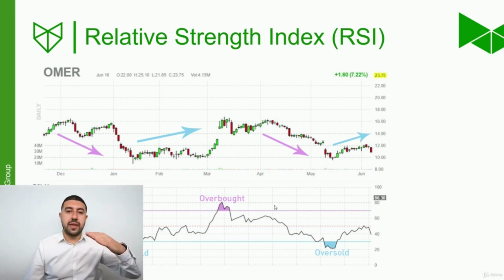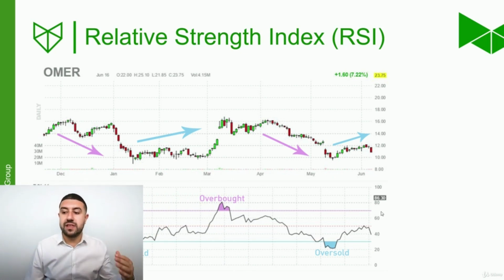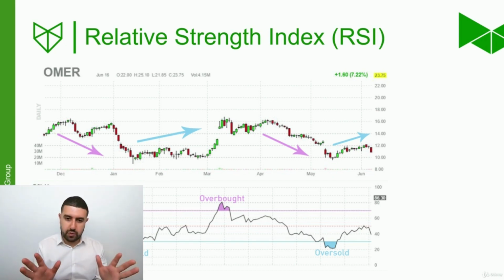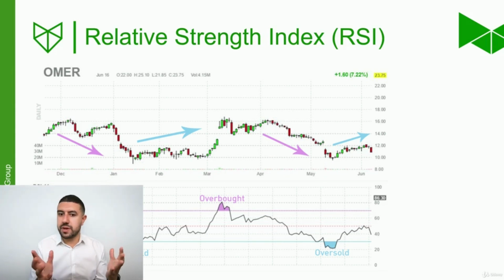You can decide at which location you want to draw these lines, but usually they are drawn at the 30 level and at the 70 level. That's the default, and that's what everybody uses. Some people are more aggressive, they use 20 and 80, but usually it's 30 and 70. So what we say is, if the value is below 30, the product that you're trading is oversold. Why? Because the red candles are way bigger than the green candles. So it's oversold. Now, do you want to buy something that's oversold? Well, what do you think?